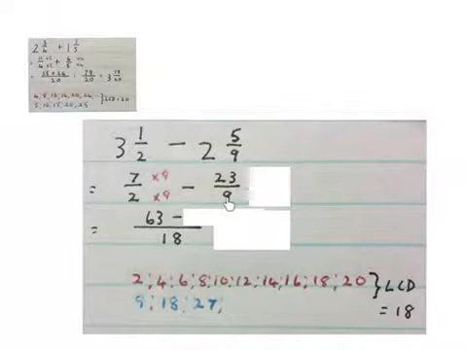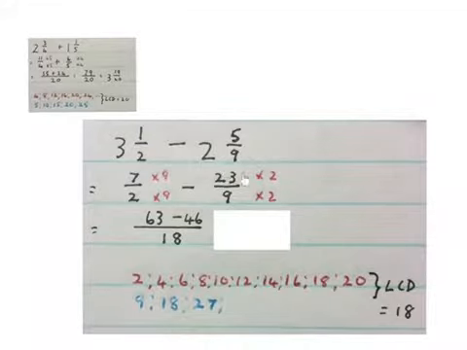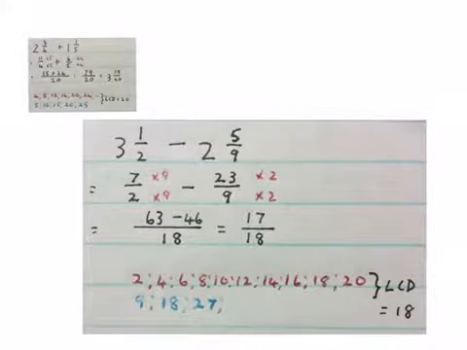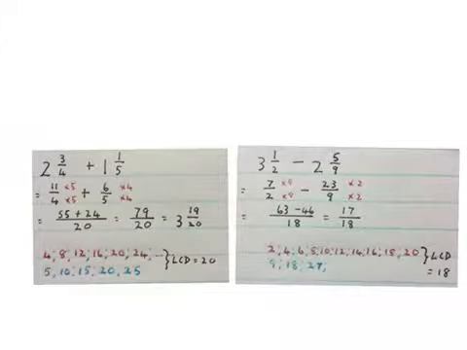Then I ask, what do I times the 9 by to get to 18? That'll be times 2. I times by 2 at the top and I get 46. Then I minus these two from each other. And I get 17 over 18, and that can't simplify any further. Please stop the video and get your brain around these two sums.